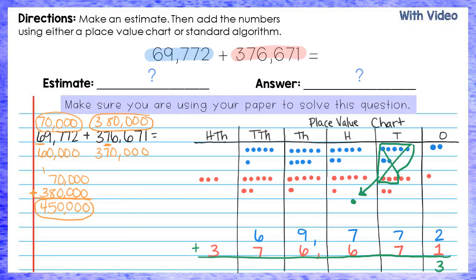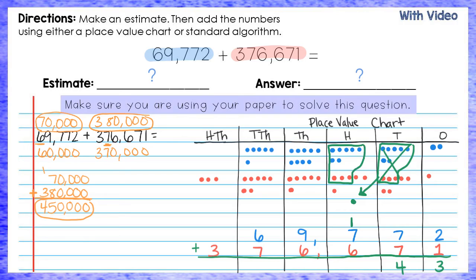So now we have 4 ones left from the 14, and we have regrouped 10 of them into 1 in the next column. Now we have 7 plus 6 plus 1. 7 plus 6 is 13, plus 1 more is 14. We can't have 14 in one column, so we need to regroup.